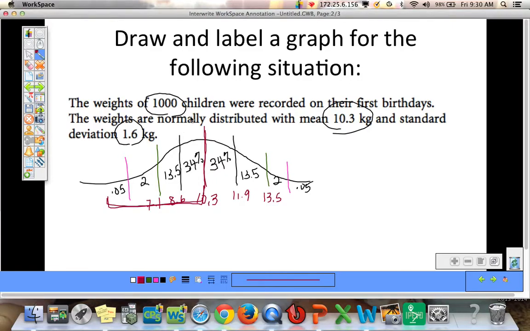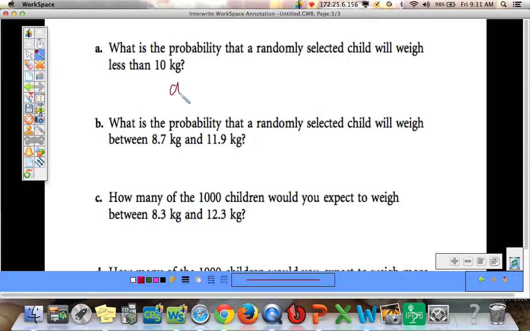Okay, and you can see, well, first of all, this is the mean, the average. So this is going to be about 50%. So we could actually add these all up, and we should get about 50%. So about 50% is under that mean, the average, if it's normally distributed. What is the probability that a randomly selected child will weigh between 8.7 kilograms and 11.9?